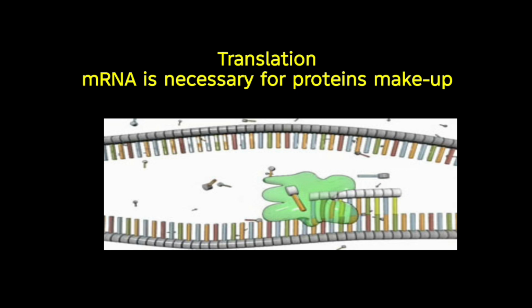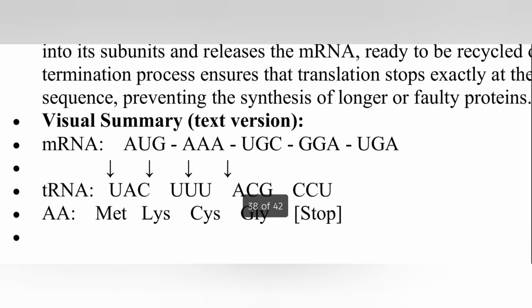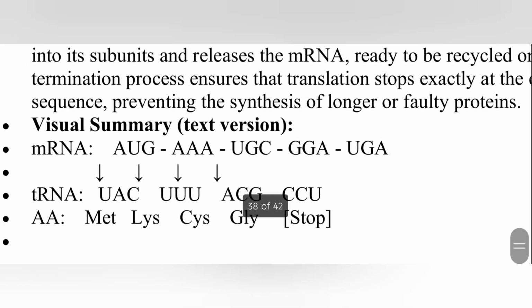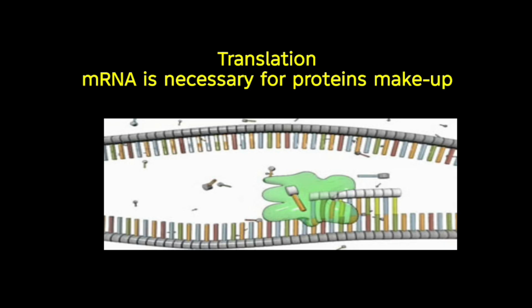messenger RNA contains a message, or the codes. Here we have messenger RNA that contains the codons AUG, AAA, UGC, UGA, and finally UGA. So these are codons which are read by the ribosomes to synthesize the further proteins.